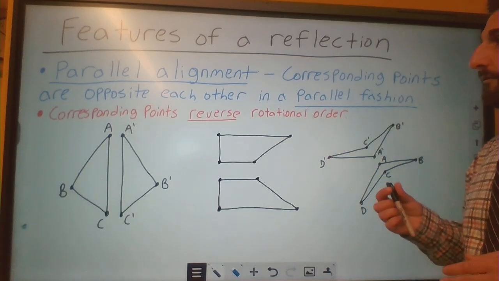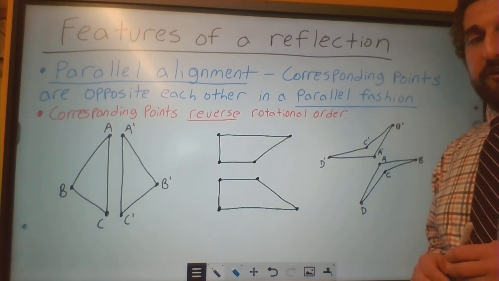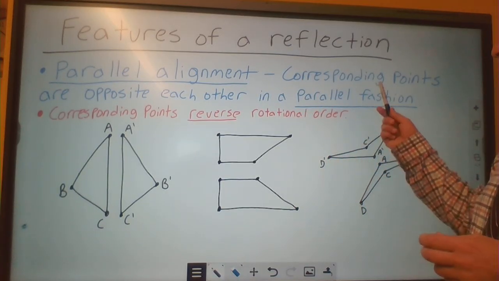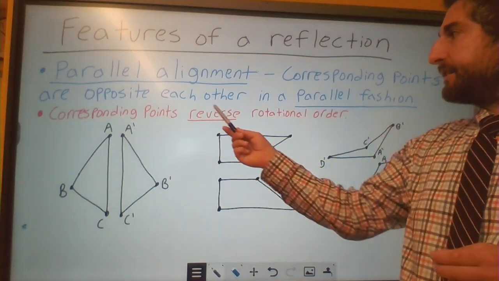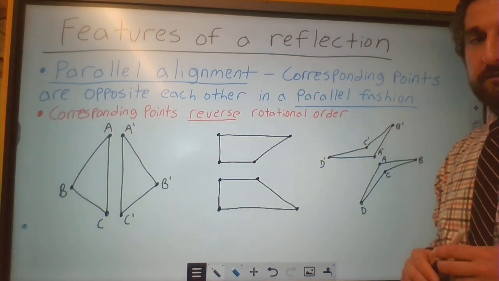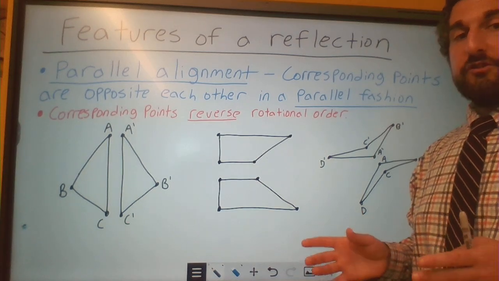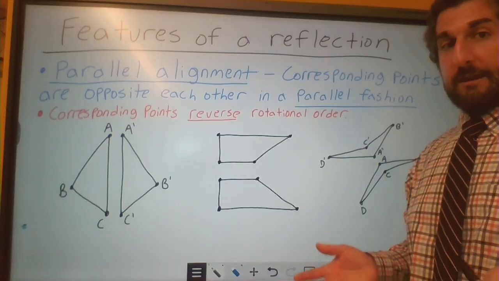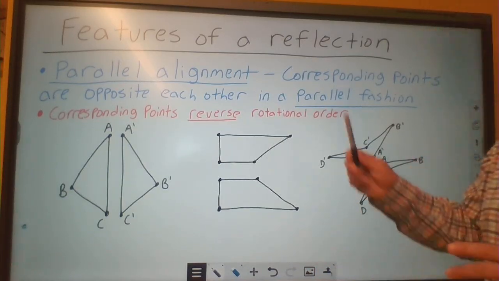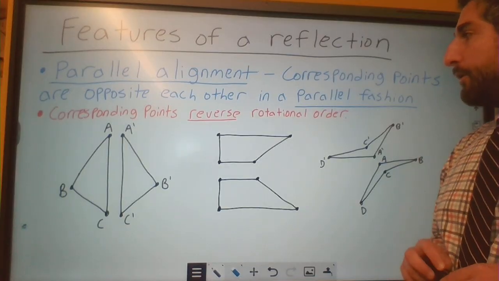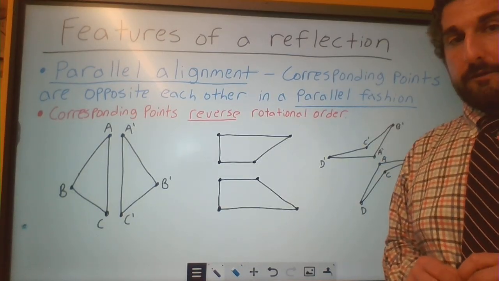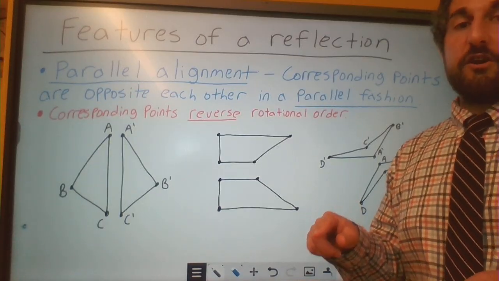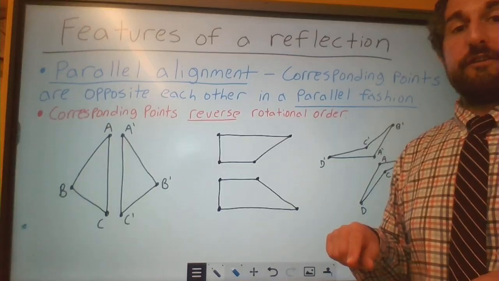First of all, reflection. The big thing about reflection that you're going to be able to use is the fact that it's got parallel alignment. What that means is that corresponding points are opposite each other in a parallel fashion. That means if you were to draw an imaginary line between each pair of corresponding points, they would all be heading the same direction in parallel. Another key feature is that corresponding points reverse their rotational order. So if ABC is going clockwise on the preimage, it's going to go counterclockwise on the reflected image.